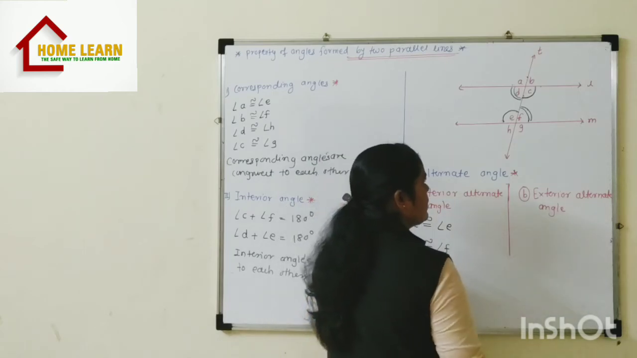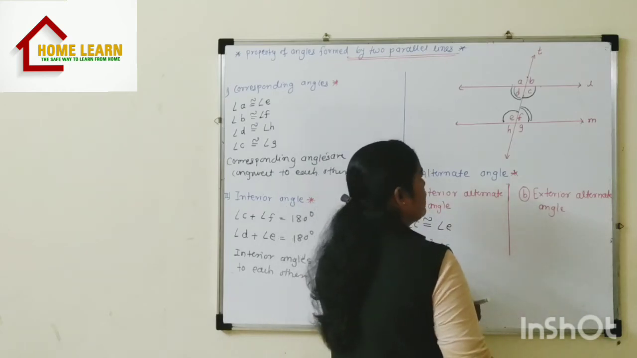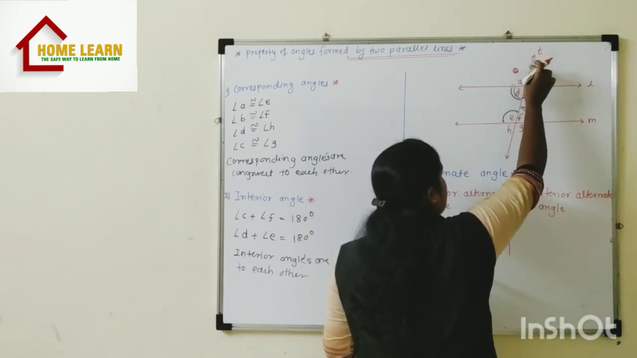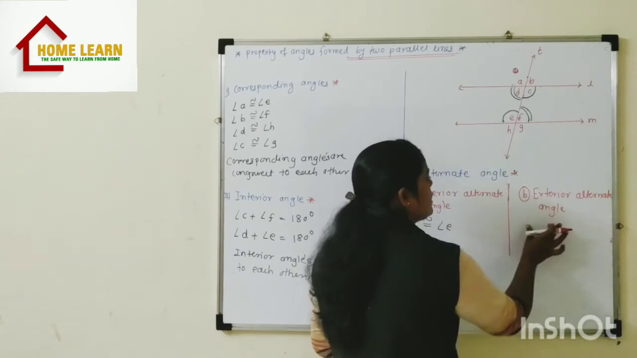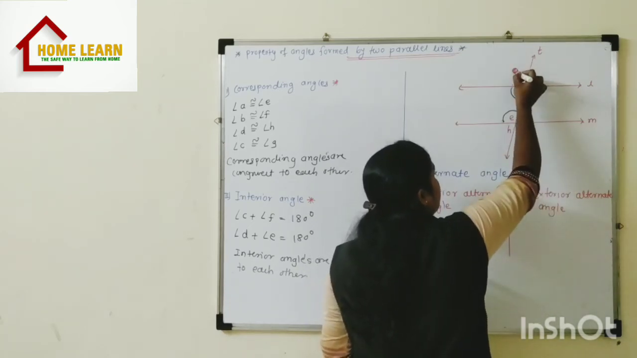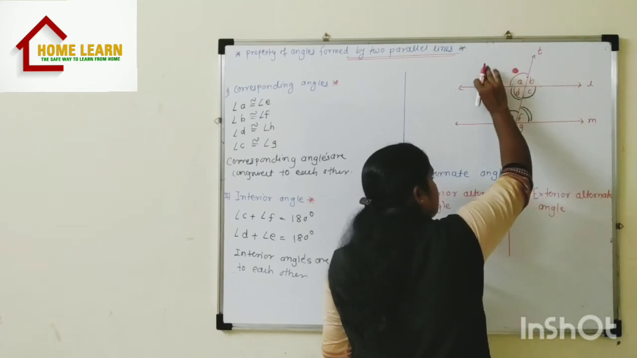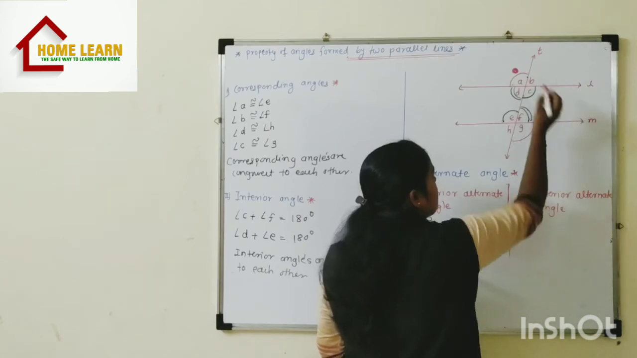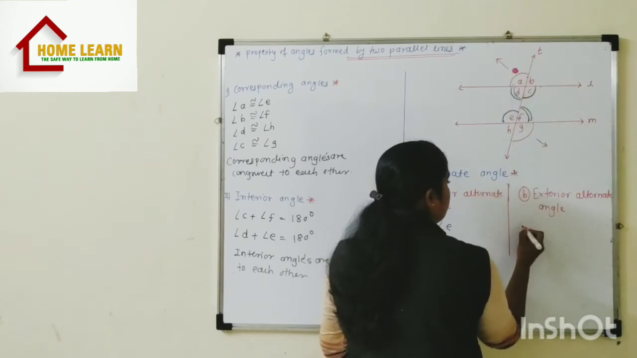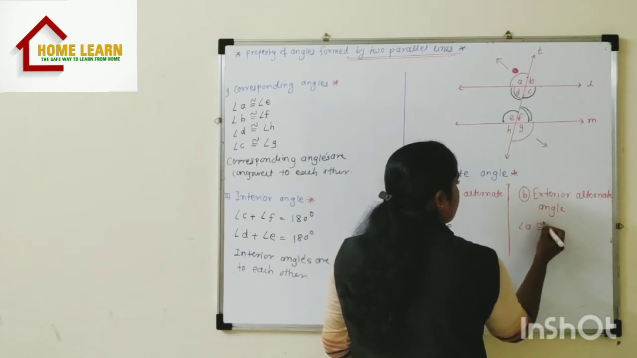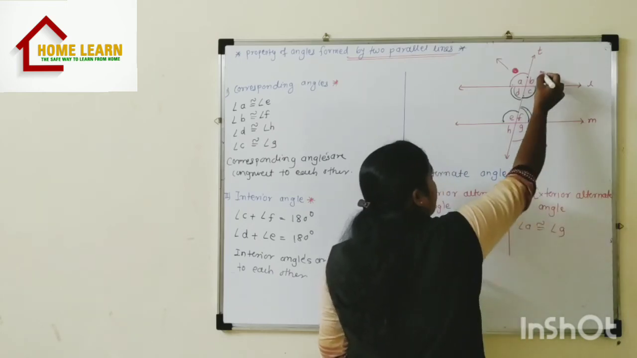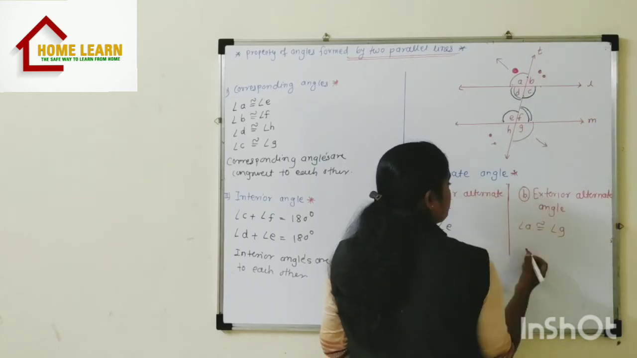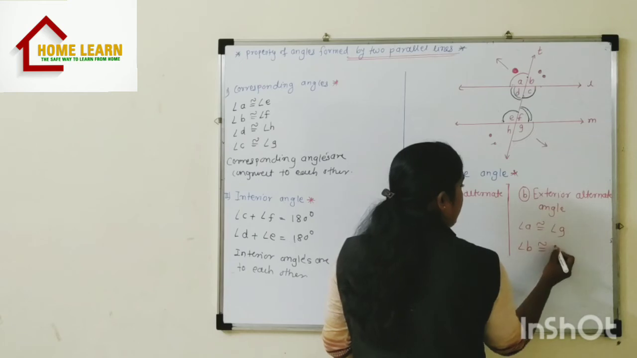Now exterior alternate angles. Exterior alternate angles include the outside angles, that means angles A, B, G and H. If you take angle A from this side, you have to take the outside angle from the other side, that means this and this. Write here angle A congruent to angle G, and for B, here angle H. So angle B congruent to angle H.